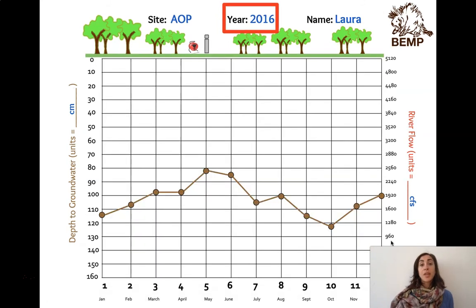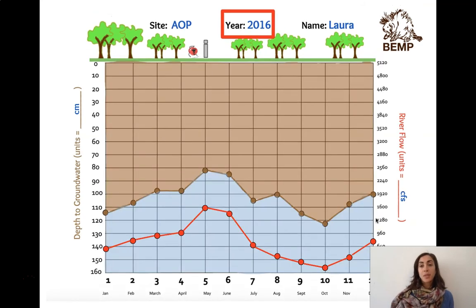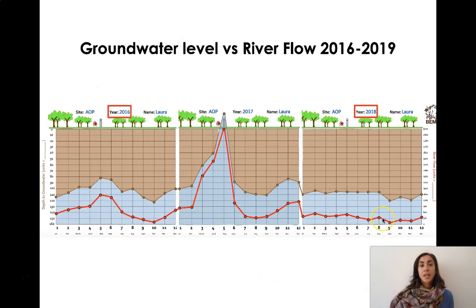Next, we will also be representing a year before. We have represented 2017 and 2018, and we might be curious to know what happened the year before that, in 2016. And you can see that the data is not as flat; the depth to groundwater fluctuates, it changes a little bit more throughout the year. And we're going to do the same, represent the river flow as well, and you can see that it follows pretty closely the depth to groundwater as well.